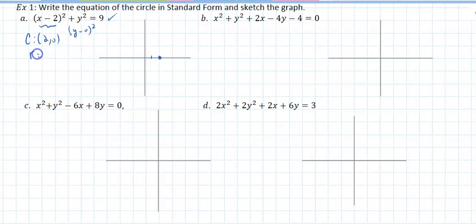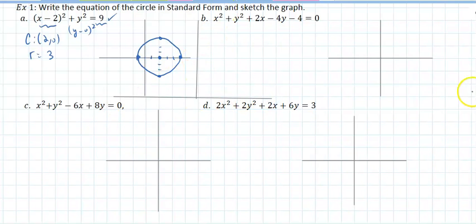and the radius is, what do you square to get 9? A 3. So you would move 1, 2, 3 to the right, 1, 2, 3 to the left, 1, 2, 3 up, and 1, 2, 3 down. You connect those with a smooth curve, and there's your circle. Of course, I could use that circle and show a much nicer graph, but this is how you're going to do it on the homework or a paper, and that's acceptable, of course.